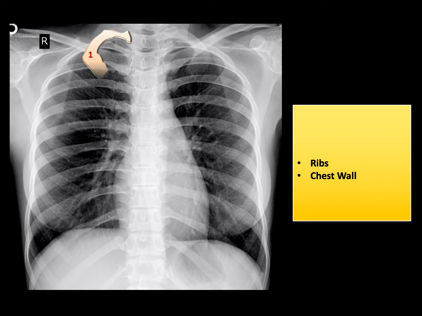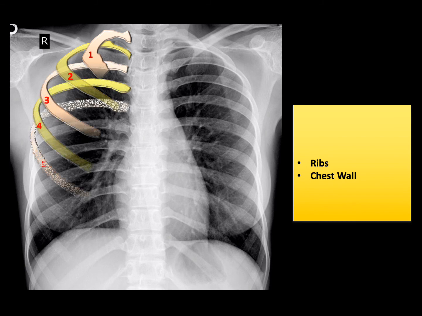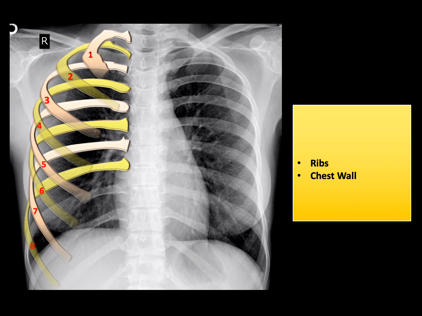We should know how to count the ribs, because the ribs go in a curvilinear fashion. So this is 1, this is 2, 3, 4, 5, 6, 7, 8, 9, 10, and so on. It's a good idea to count the ribs from the back to front, so that if you're trying to look for any fractures, or if you're trying to localize a lesion, it's much easier to do it this way.